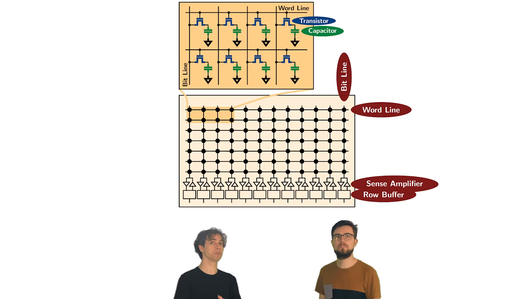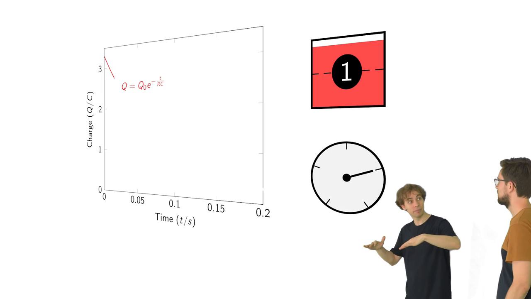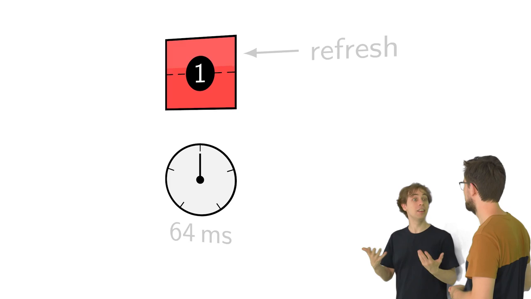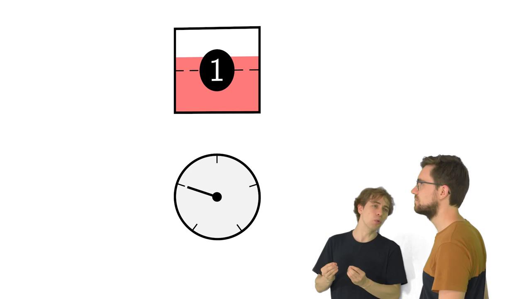Yeah, that's correct. Now, capacitors lose charge over time. So my DRAM doesn't hold the data forever. Exactly. And the DRAM, for that reason, has a refresh interval. The DDR standard says each row must be refreshed within 64 milliseconds. And the DRAM should then guarantee that the data values are not lost if it is refreshed correctly.